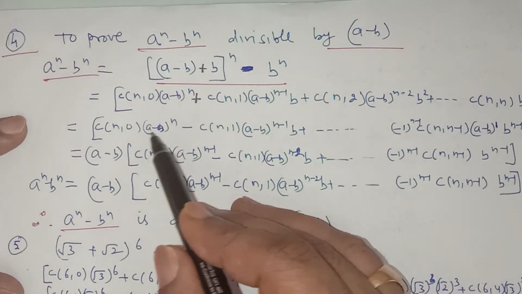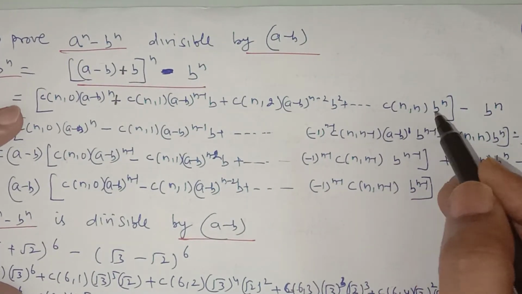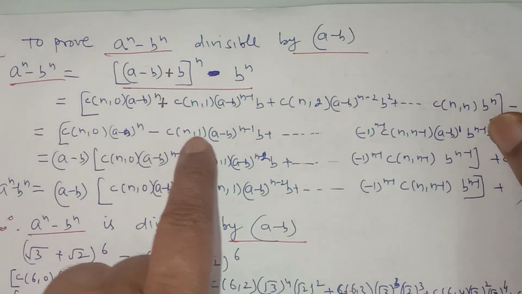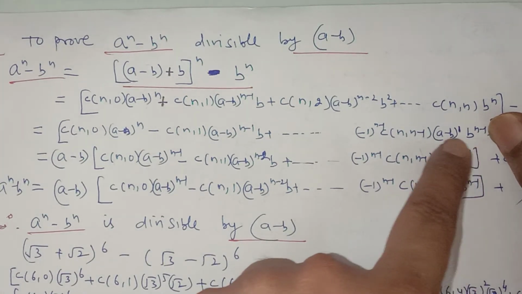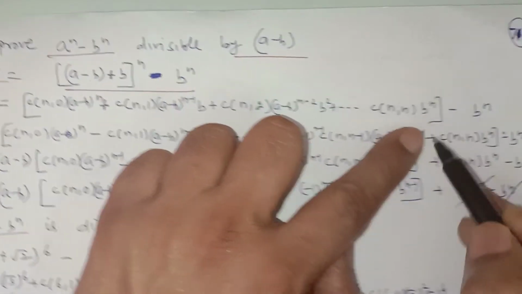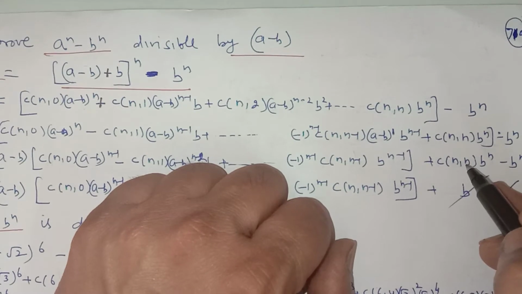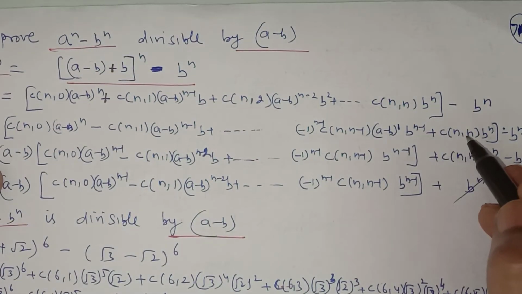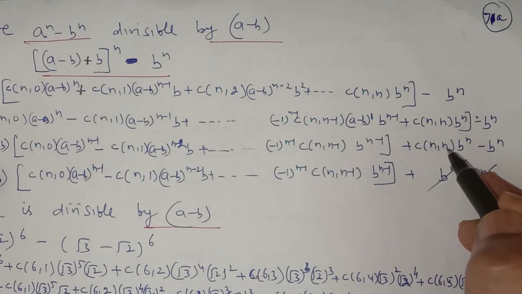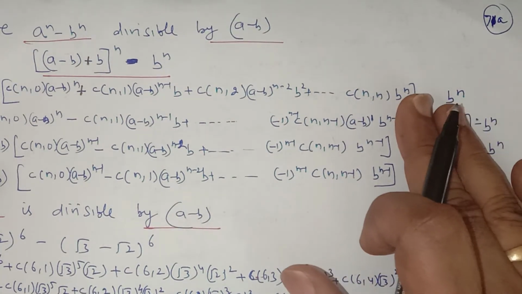Now when you see it very carefully, except the last term, that is combination of nn b raised to power n, all the terms contain a minus b. So from these terms you can take a minus b common, and for this combination of nn b raised to power n, take it outside the bracket. So combination of nn will be equal to 1. So 1 into b to the power n. So b to the power n will be cancelled out, except this term which I have taken outside this bracket.